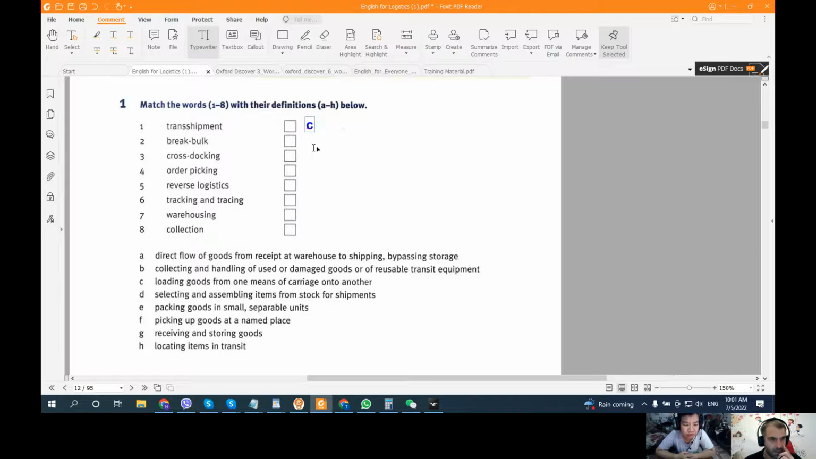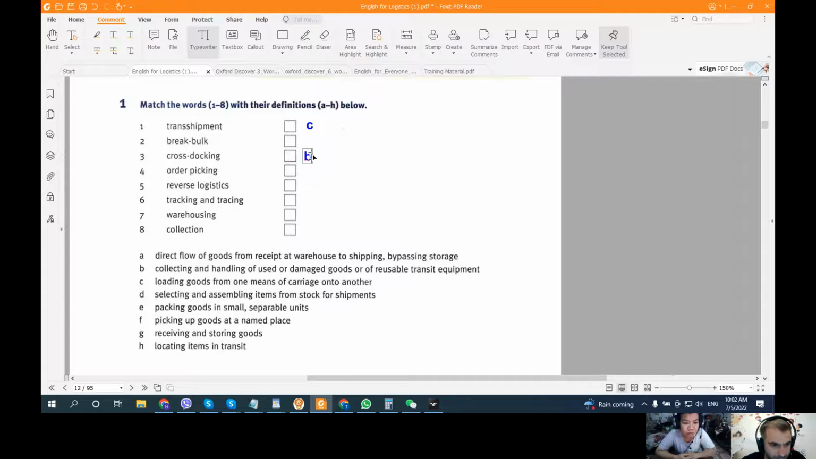Okay, next one. Okay, so we will go number 3. Can you please read number 3? Cross docking. Cross docking means collecting and handling of used or damaged goods of reusable transit equipment. Okay, next one.